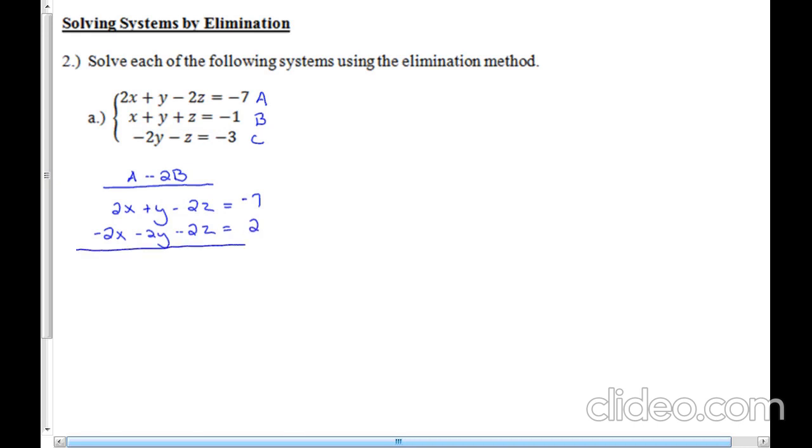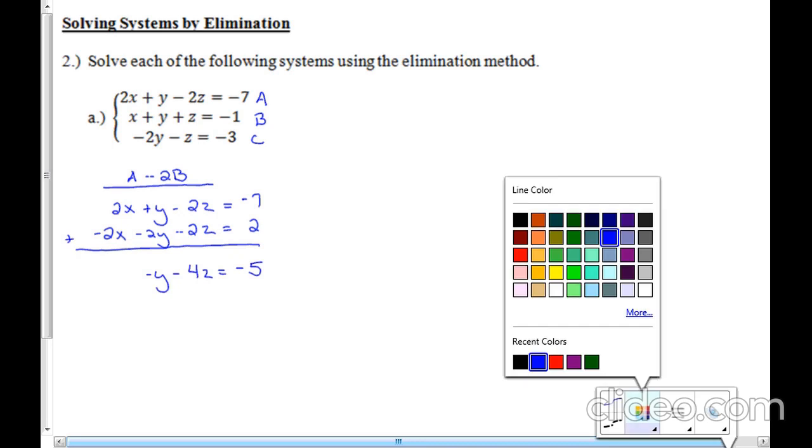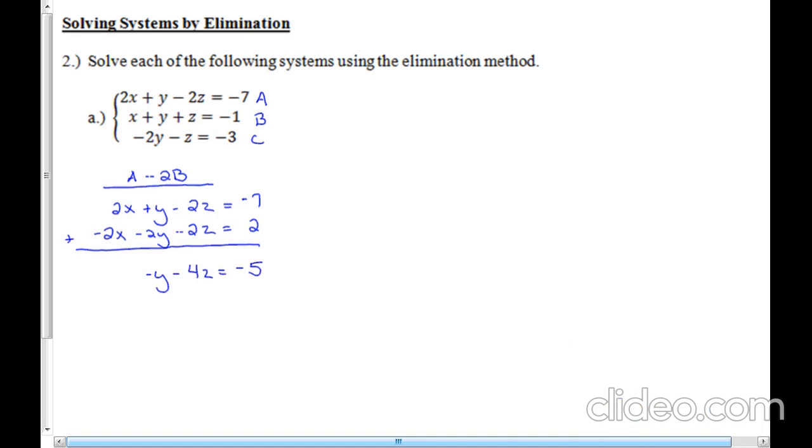Now, I can add these two equations together. So what that would leave me with is 2x minus 2x, which would be 0, y minus 2y, which would be negative y, negative 2z minus 2z, which would be negative 4z, and then negative 7 plus 2 would be negative 5. So what this has done is given me an equation now with two variables. So now I'm going to take this equation, negative y minus 4z equal to negative 5, and combine that with C into a new system.